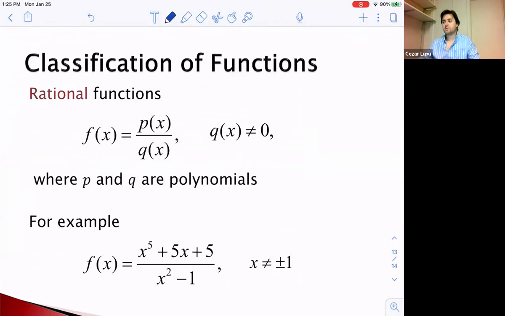So these functions that we talk about now are what we call rational functions. Rational functions are functions that look like this: the quotient, the ratio, of two polynomials. This is what you need to know.